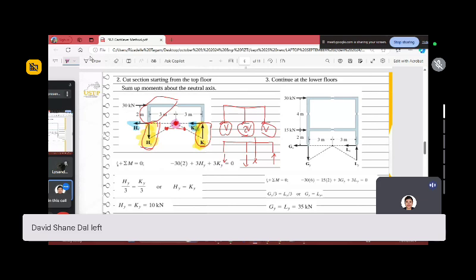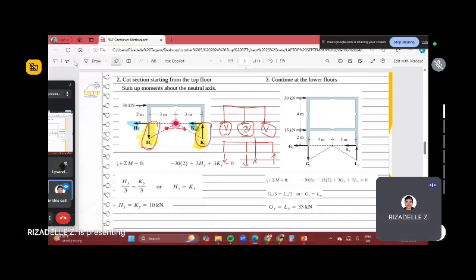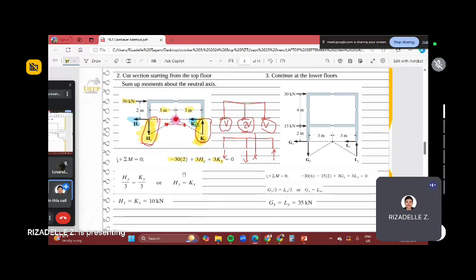So, kani, sa CA. So, negative 30 multiplied by 2. So, kani siya. Plus HY, yung moment arm 3 meters. Plus 3K because KY and 3 meters ang moment arm is equals to 0.